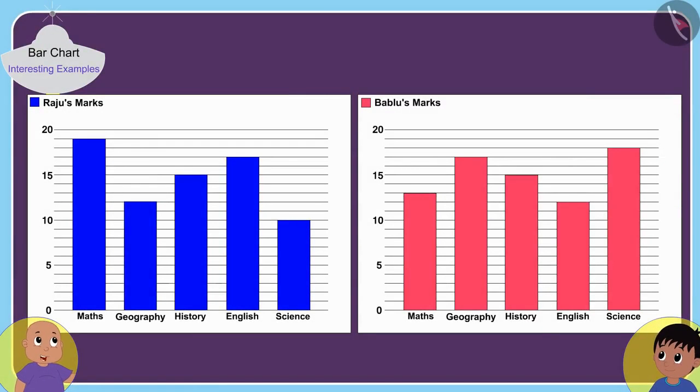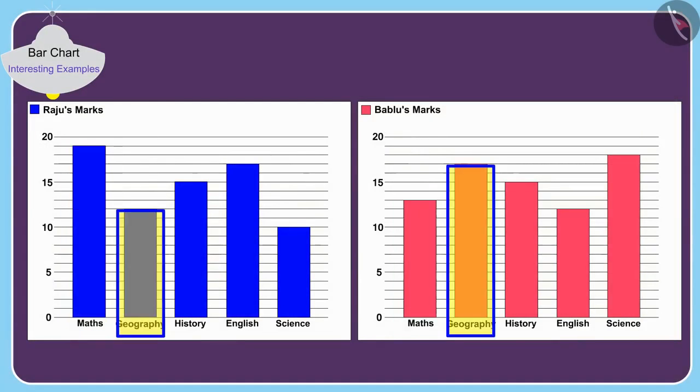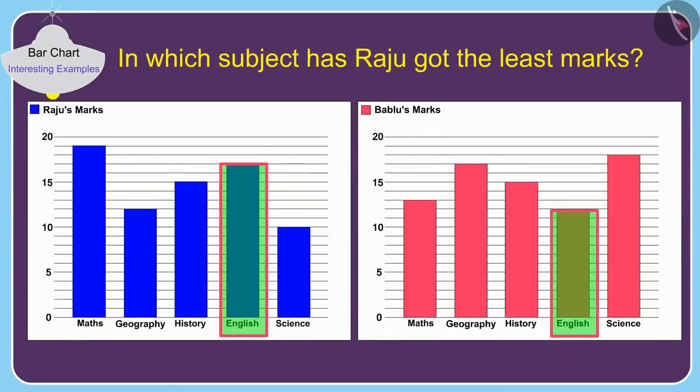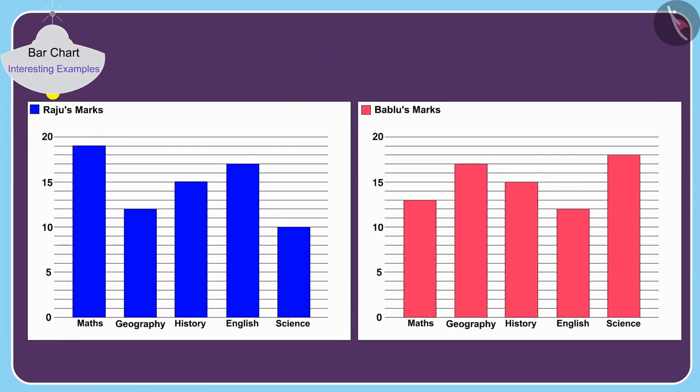Look, Raju, your marks in this subject are the least among the marks we both got. Children, can you tell in which subject has Raju got the least marks? The height of the rectangle made in science in Raju's bar chart is the smallest among all of the bars in Raju and Bablu's bar charts. Hence, the lowest of all marks, 10 marks, are scored by Raju in science.